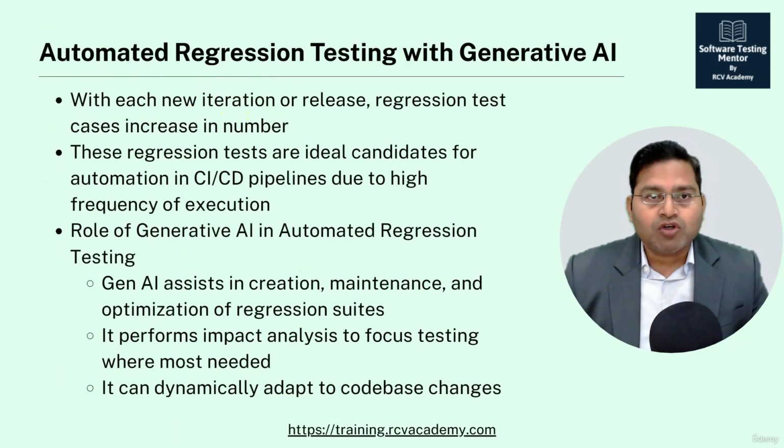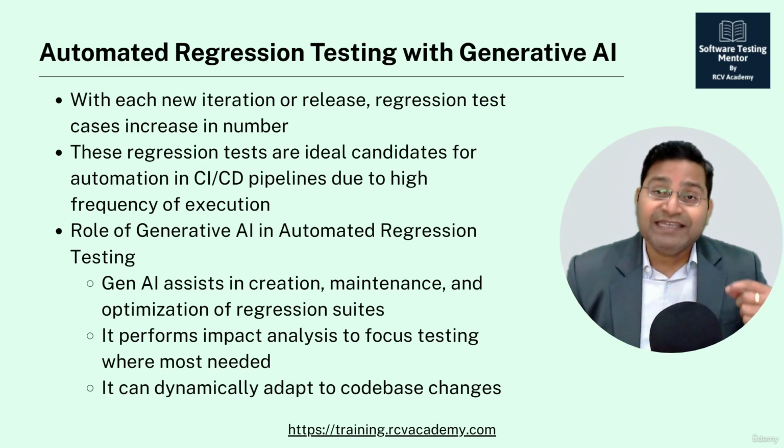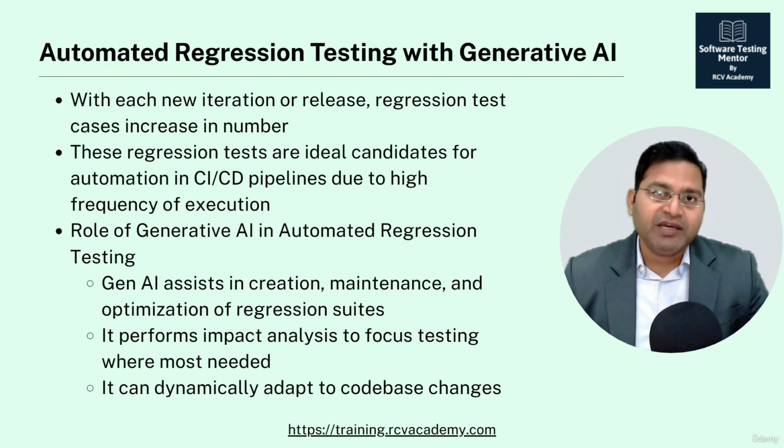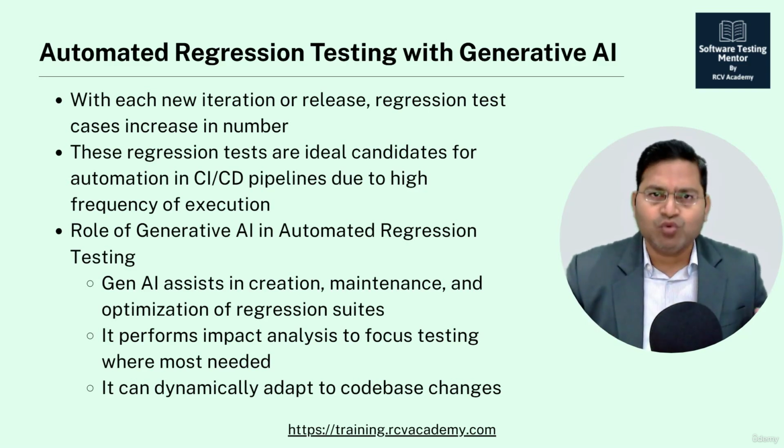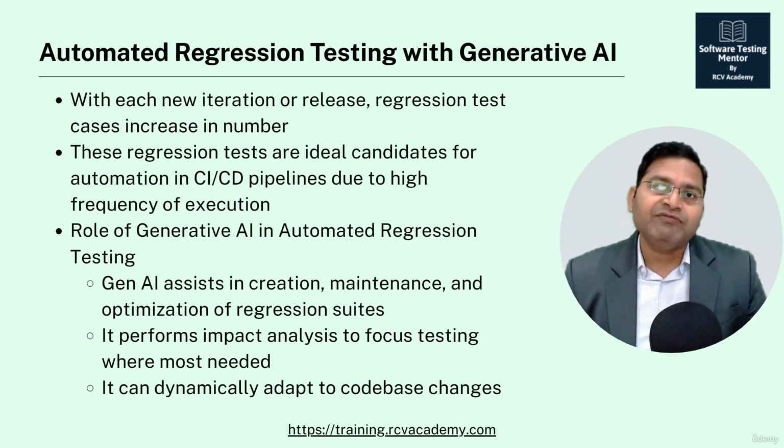So when we talk about automated regression testing with generative AI, with each new iteration in agile software development, you have releases maybe at 3 months or 2 months. There will be different releases. With each iteration, you have new user stories. Basically, you pick whatever needs to be built in that iteration. Then the developers develop it, testers write the test cases, execute, test it, and then deliver that piece of work in that iteration, which is a 2 to 4 weeks cycle. Next iteration, you have the new piece of work.